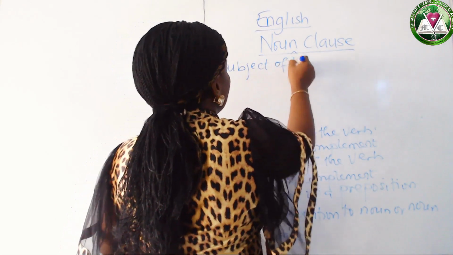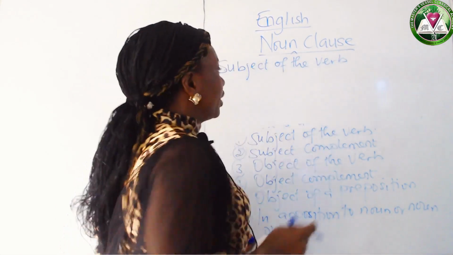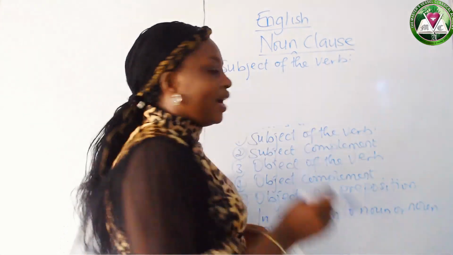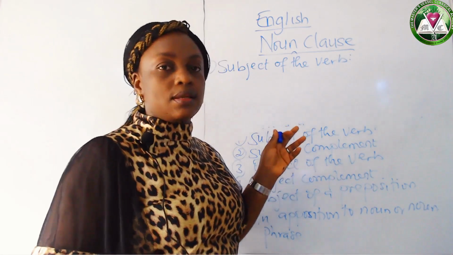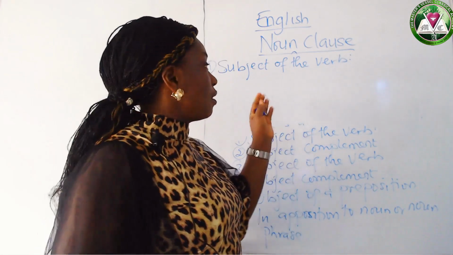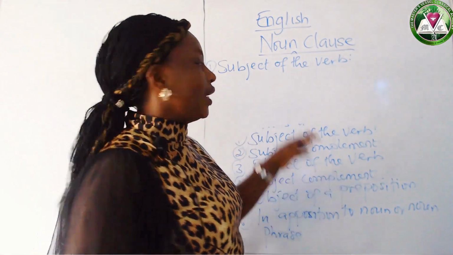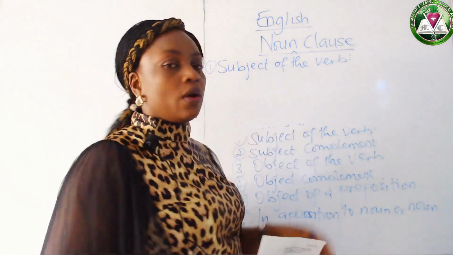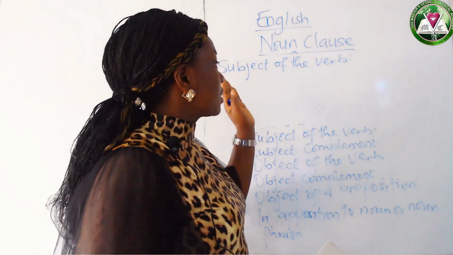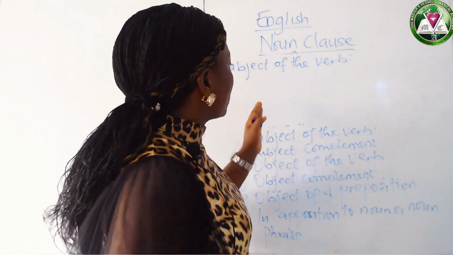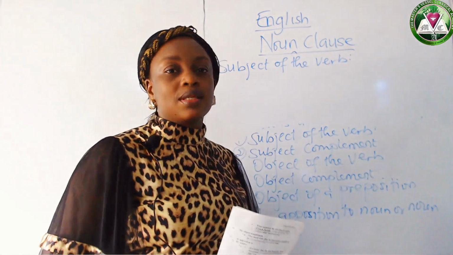Subject of the verb. That's the first. So here we say, when the noun clause performs the function of the subject of the sentence. Or when the noun clause appears before the verb in a sentence. Or when the noun clause occupies the first position in the sentence, we say it's subject of the verb that precedes it.